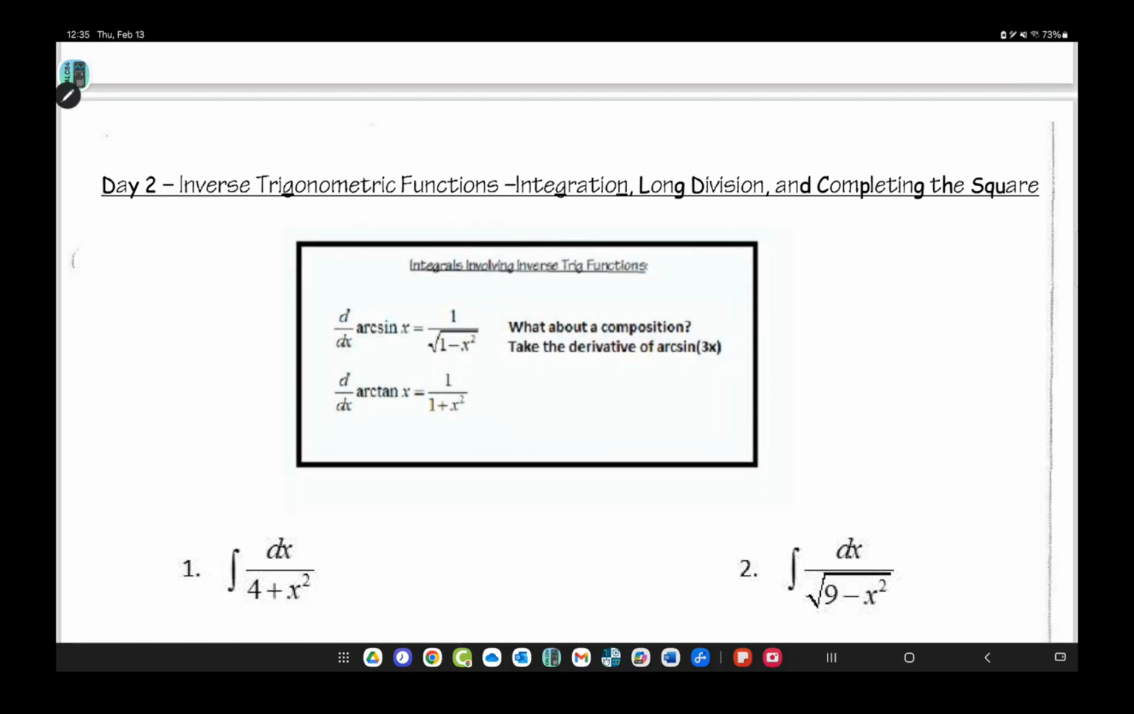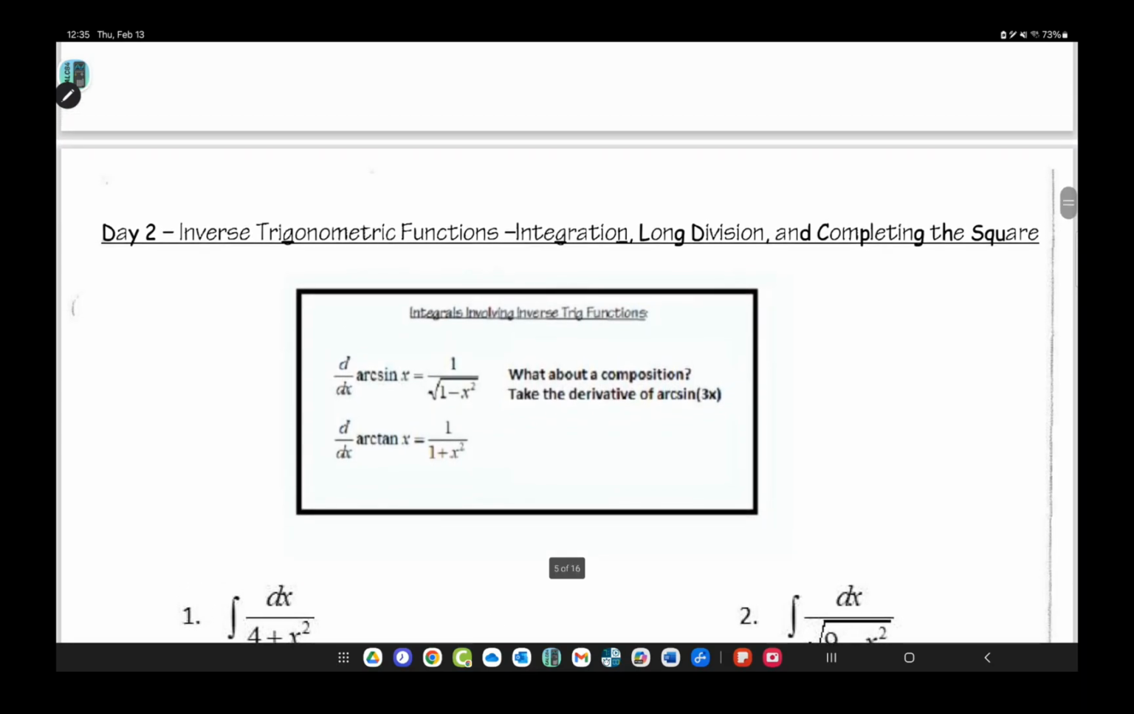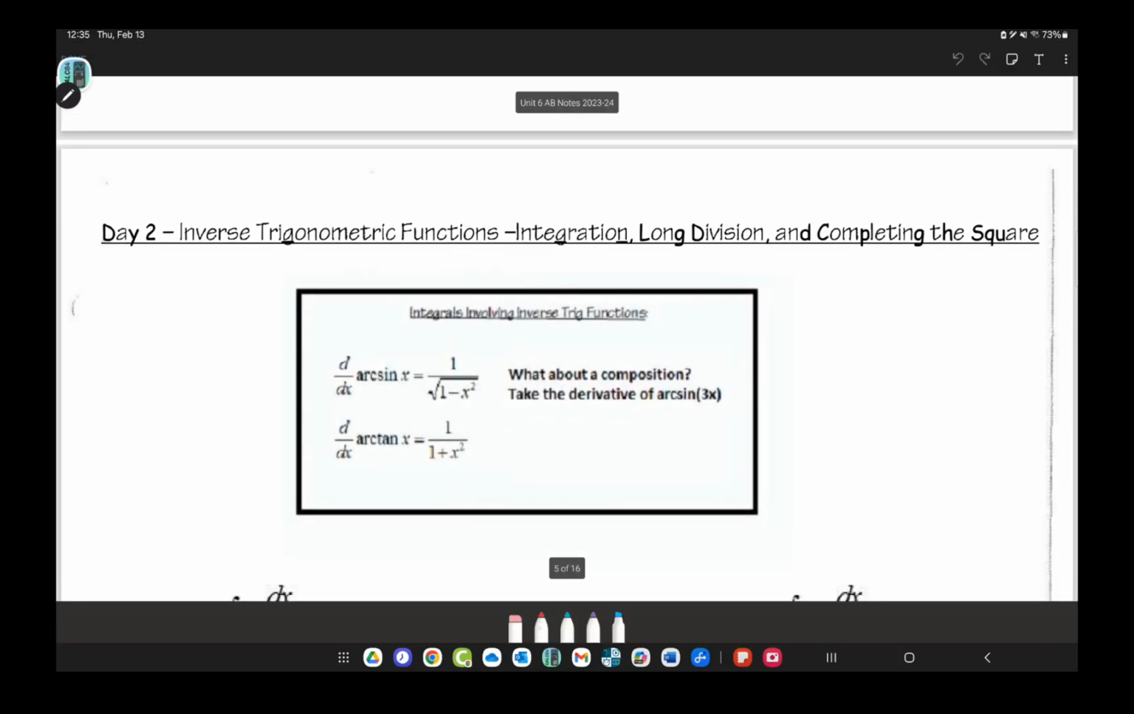So we do need to remember a couple of things. One, the derivative of arctangent is 1 over 1 plus x squared. The derivative of arcsine is 1 over the square root of 1 minus x squared. And the derivative of arcsecant x is 1 over the absolute value of x times the square root of x squared minus 1. That's it.